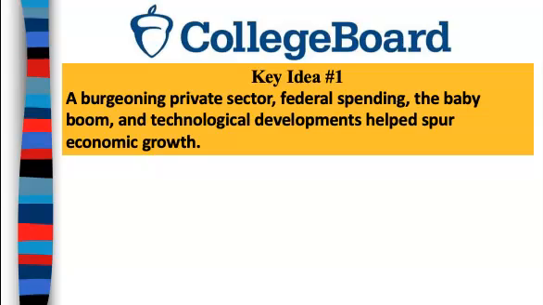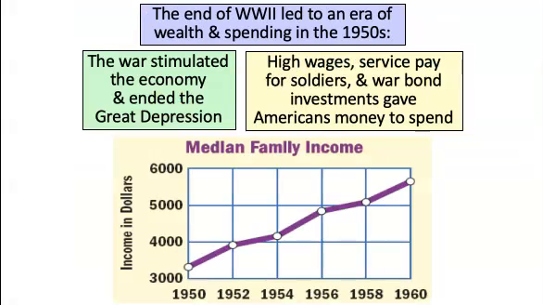Our first key idea today says a burgeoning private sector. That means a growing, very fast rate. Federal spending, the baby boom, and technological developments helped spur economic growth. Now, much like the 1920s, the end of World War II is going to lead to an era of wealth and spending in the 1950s.